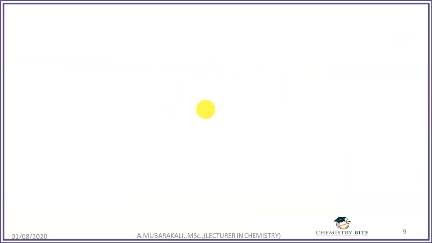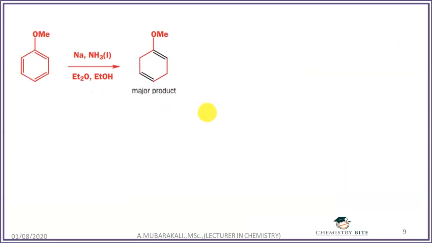You can see one example here. When I am reacting anisole with the Birch reagent, sodium in the presence of ammonia, with ethyl alcohol acting as a proton source, you are getting a 1,4-diene where the methoxy, which is the plus M group, is attached to an sp2 carbon atom, that is, an unsaturated carbon atom.